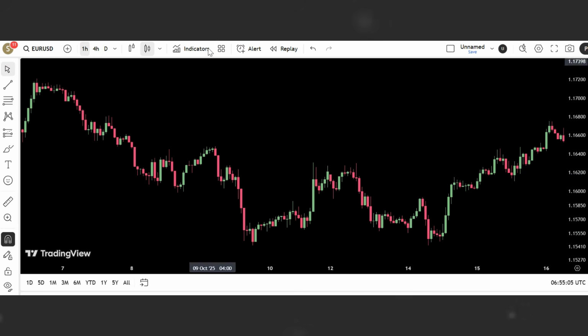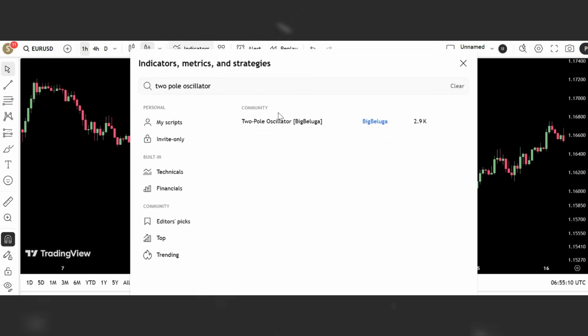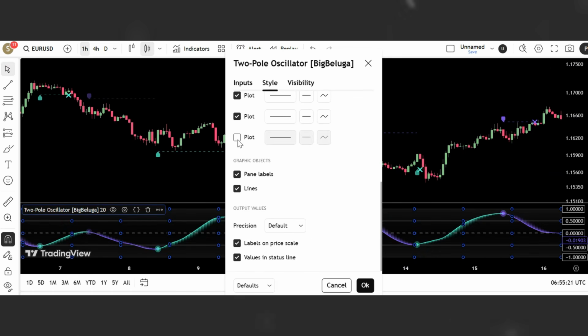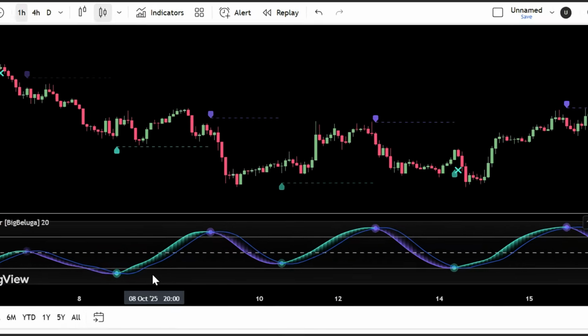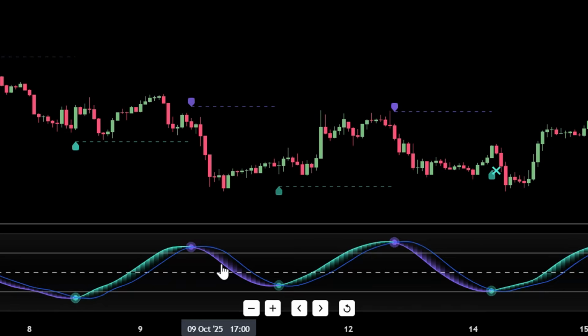Now go to indicators and type Two Pole Oscillator. You'll see the one by Big Beluga. That's the one we are using. Once you add it, first double-click on the indicator to open its settings. Then under Style tab, make sure to enable the last plot option. This will display a thin blue line, also called the signal line. Right beside the signal line, you'll see the oscillator, which smoothly shifts between blue and purple colors.